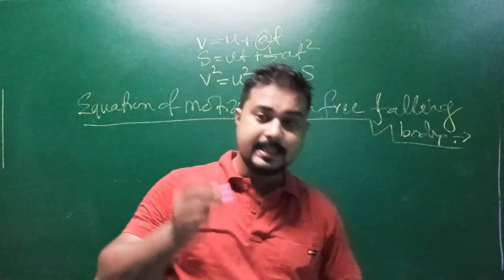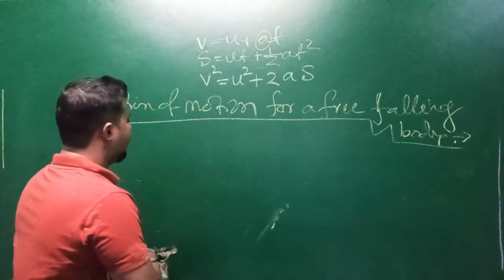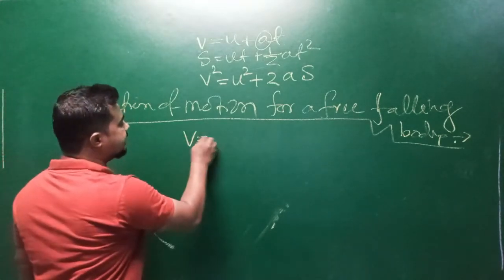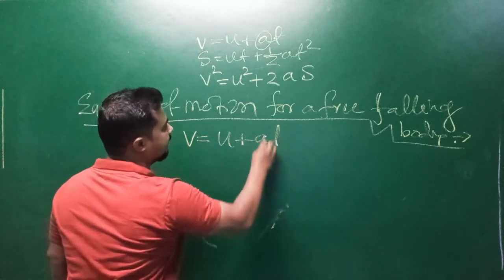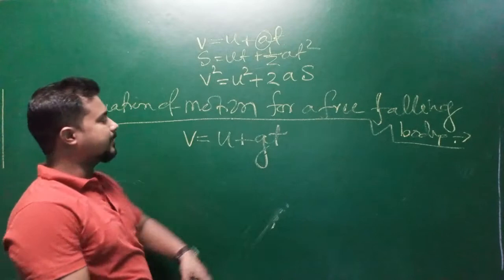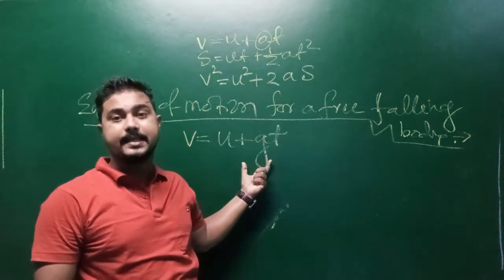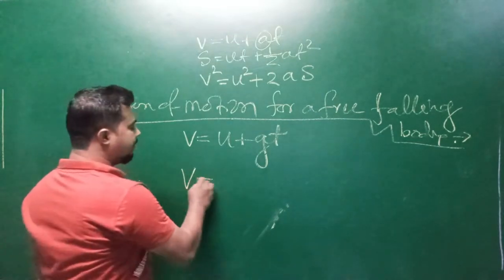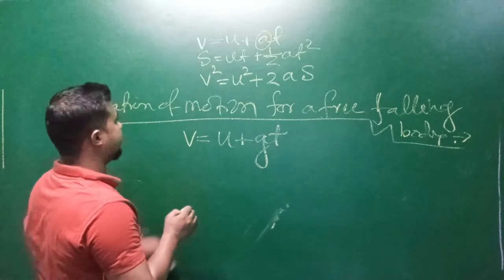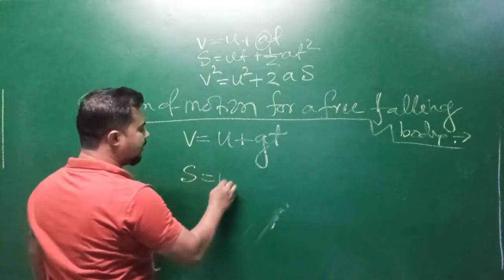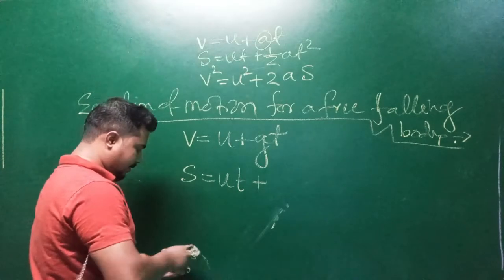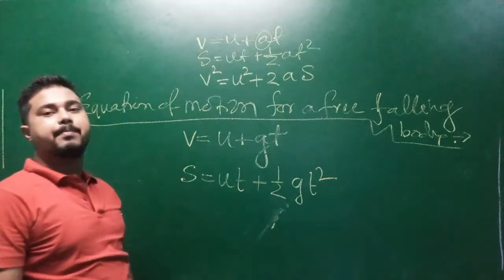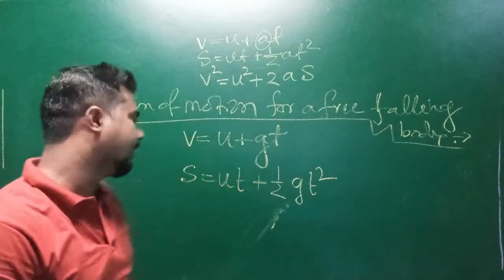Now for this case, তাৰ ইকুৱেশ্যনটো হ'ব কি? So for a free falling body we can write the expression like v is equal to u plus gt. ওকে. সেকেন্ড ইকুয়েশনটো হ'ব s is equal to ut plus half of gt squared. It will be the second equation here.